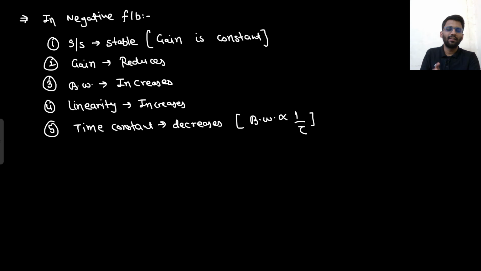Now, these are the points of negative feedback. The system is stable, the gain is decreasing, but the gain is stable as well. The bandwidth is increasing, the linearity is increasing, and the time constant is decreasing. Bandwidth increases means you have a larger frequency range where you can apply your input, right?